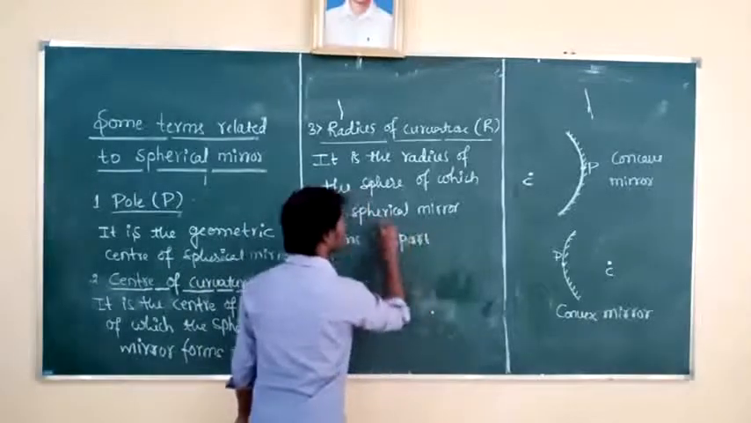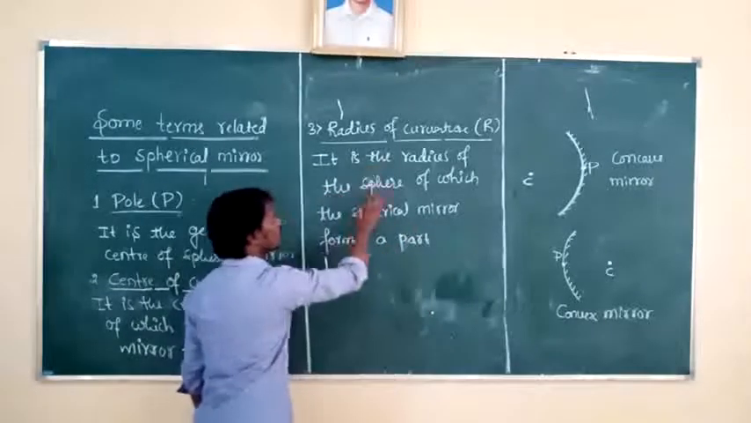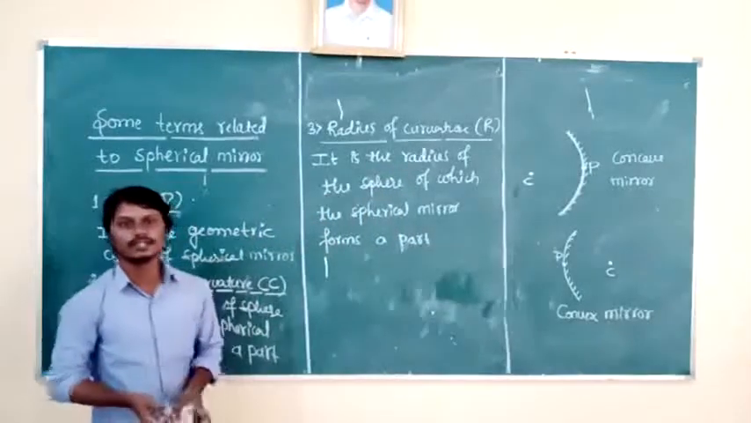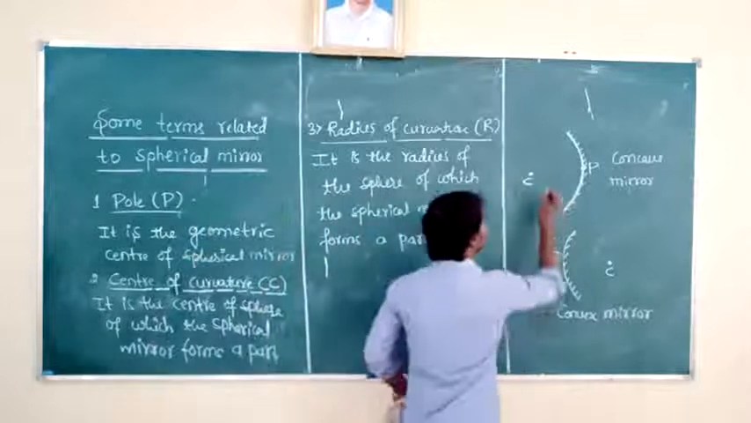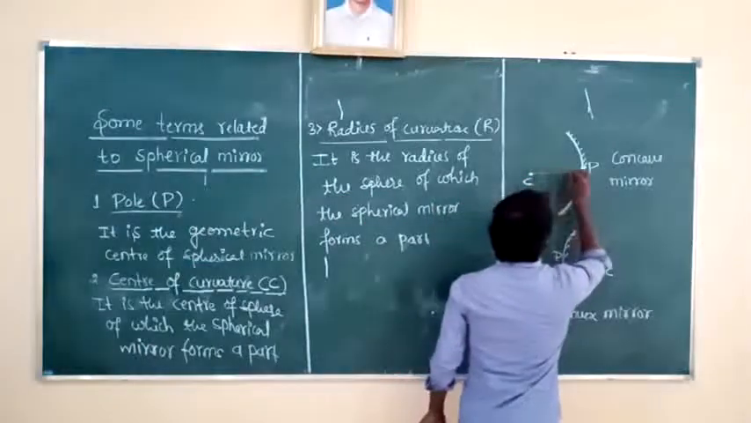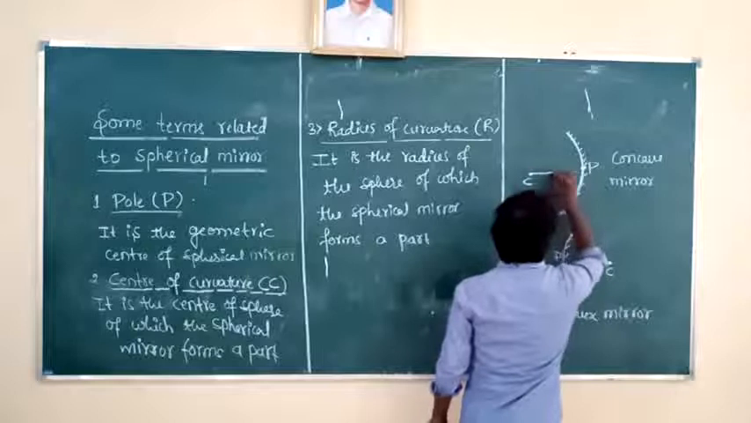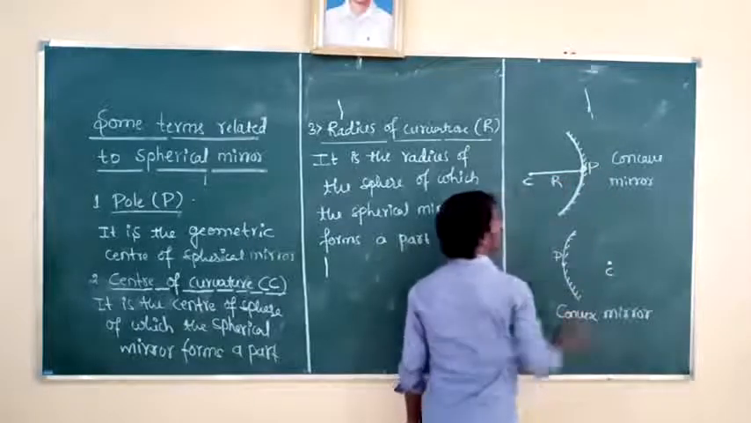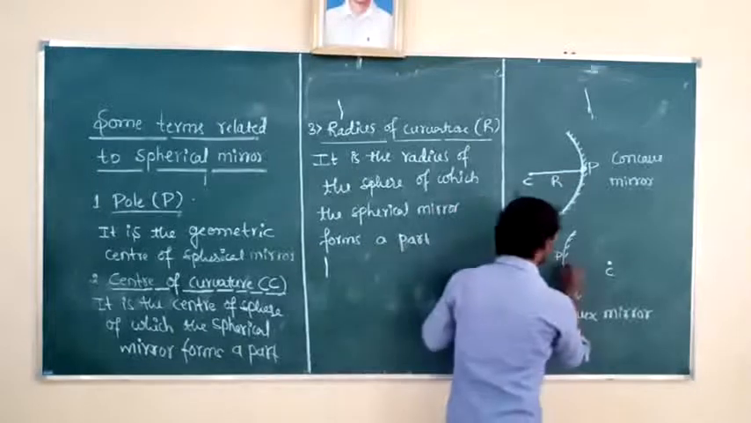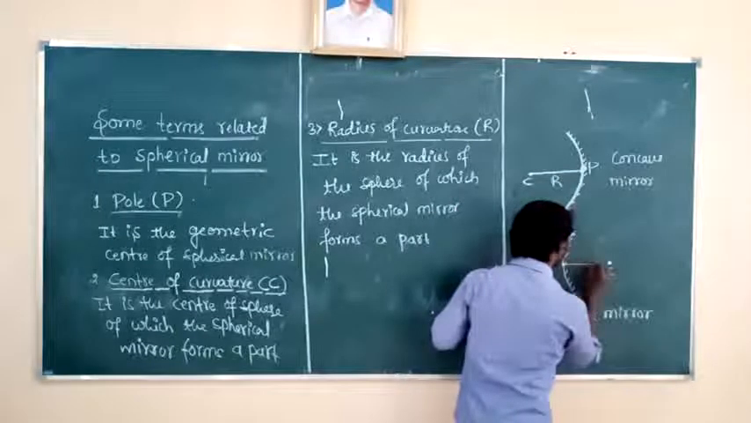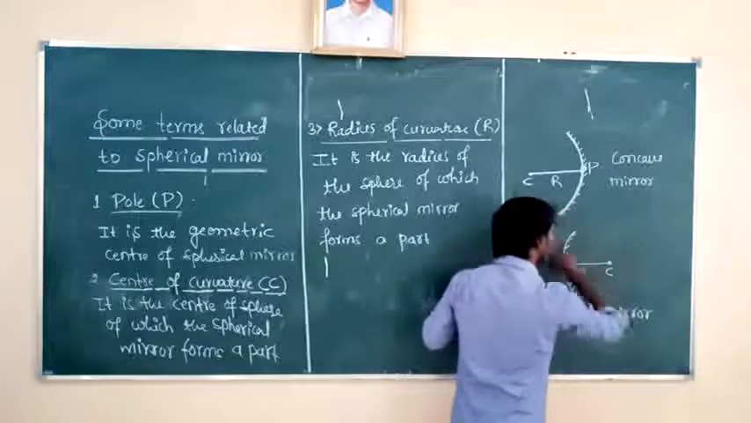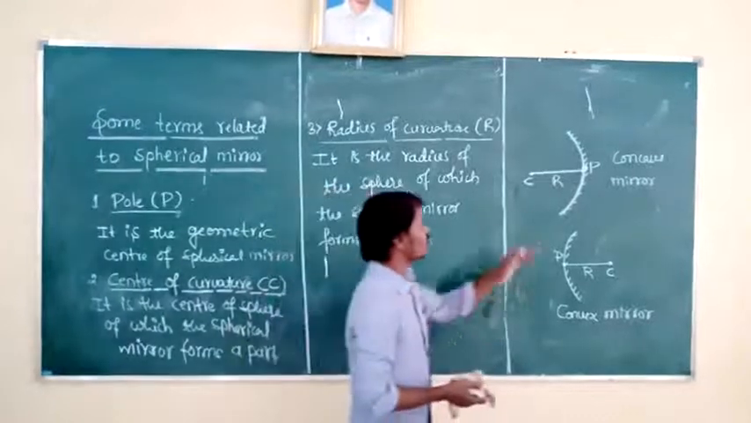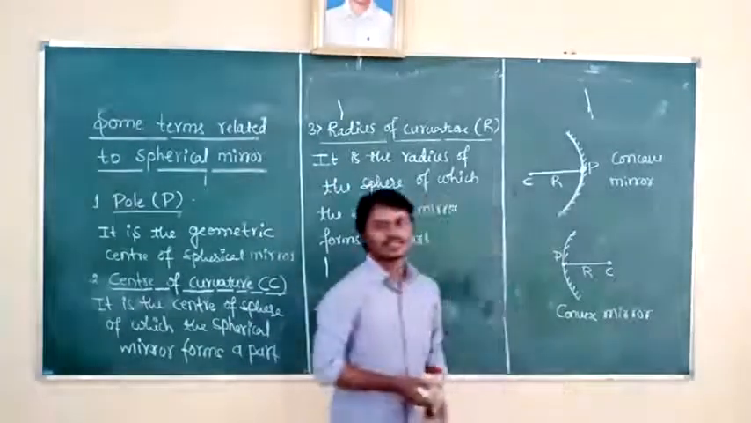This spherical mirror is a part of a sphere, and that sphere has a radius. This is called the radius of curvature for the given spherical mirror. It is denoted by R. It is the radius of the sphere of which the spherical mirror forms a part. It is the radius of curvature, for both the concave mirror and the convex mirror.